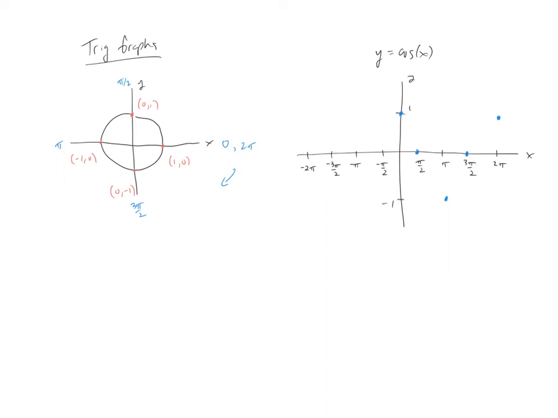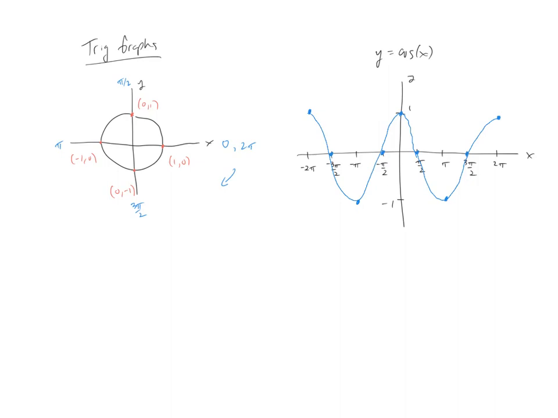Going in the other direction now, if I look at cosine of negative pi over 2, coming this direction, looking at the x coordinate puts us at 0. Negative pi would put us at -1, negative 3 pi over 2 back to 0, and negative 2 pi up to 1. Again, just looking at the x coordinates of the red points that we have marked on the unit circle. If I go ahead and connect these dots, there's the graph of cosine.